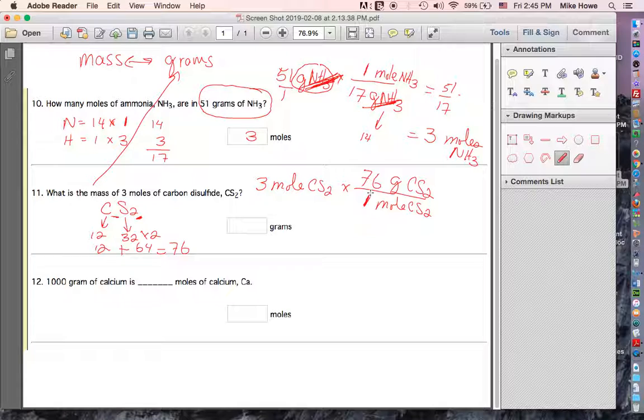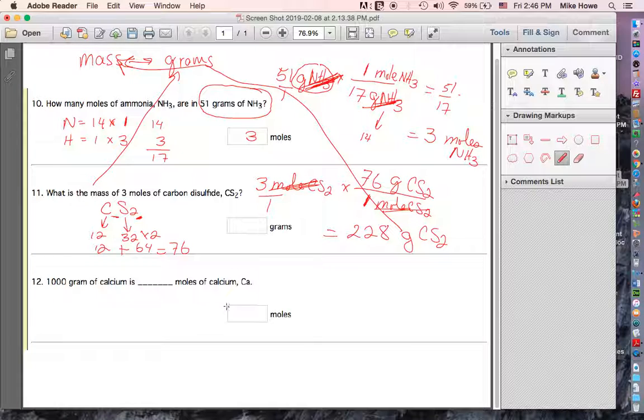Now if I wanted to do the math, I'm going to need to multiply across the top and then divide by the bottom. But it turns out that on the bottom, there's only ones. So really, it's just multiply across the top. 3 times 76 is 228. Notice that moles of CS2 canceled out, just like we intended. And so we are left with grams of CS2, which is the appropriate unit for mass.